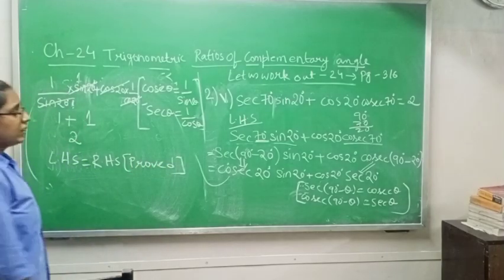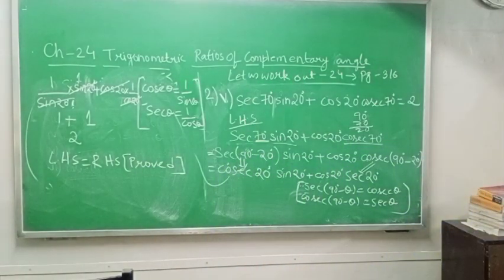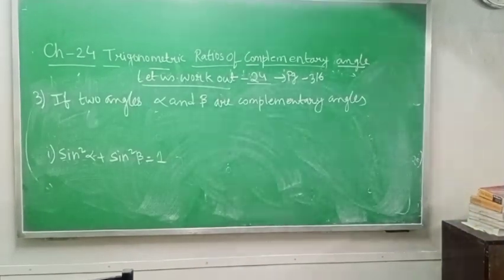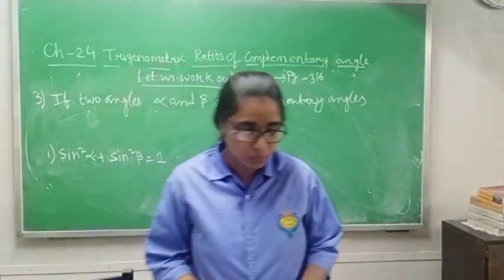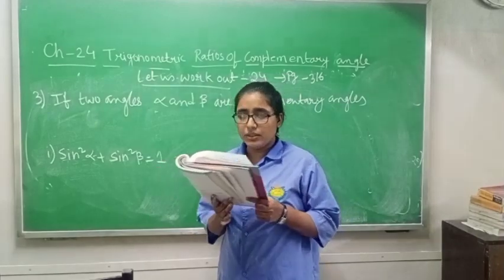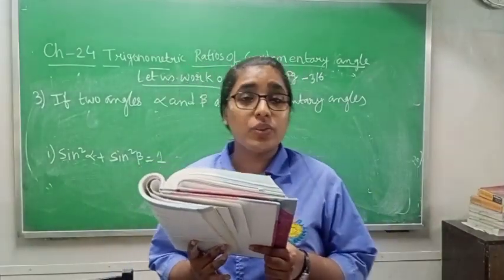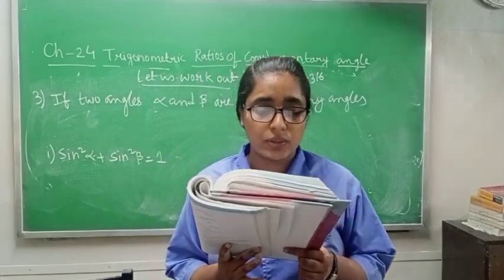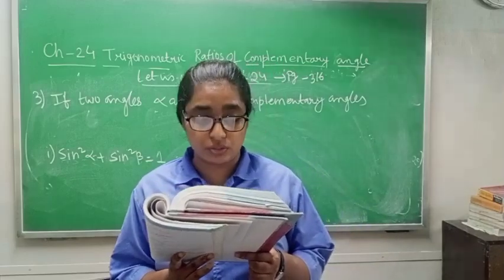Okay, class 10, complete this one. Now class 10, see question number 3. Please read the question, it is given already in your book. If two angles alpha and beta are complementary angles, let us show that Roman 1 is sin square alpha plus sin square beta equals 1. Roman 2 is also given, Roman 3 is also given.